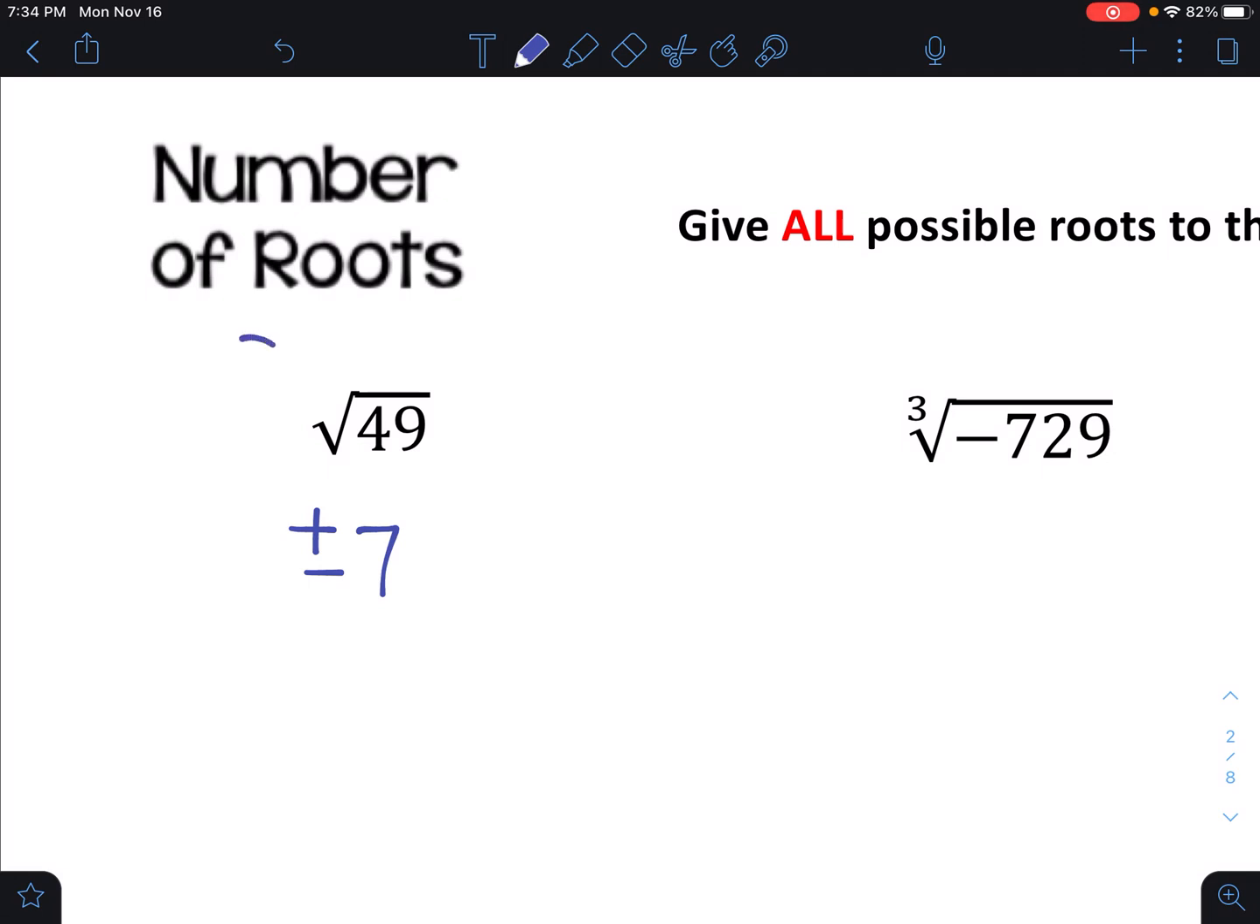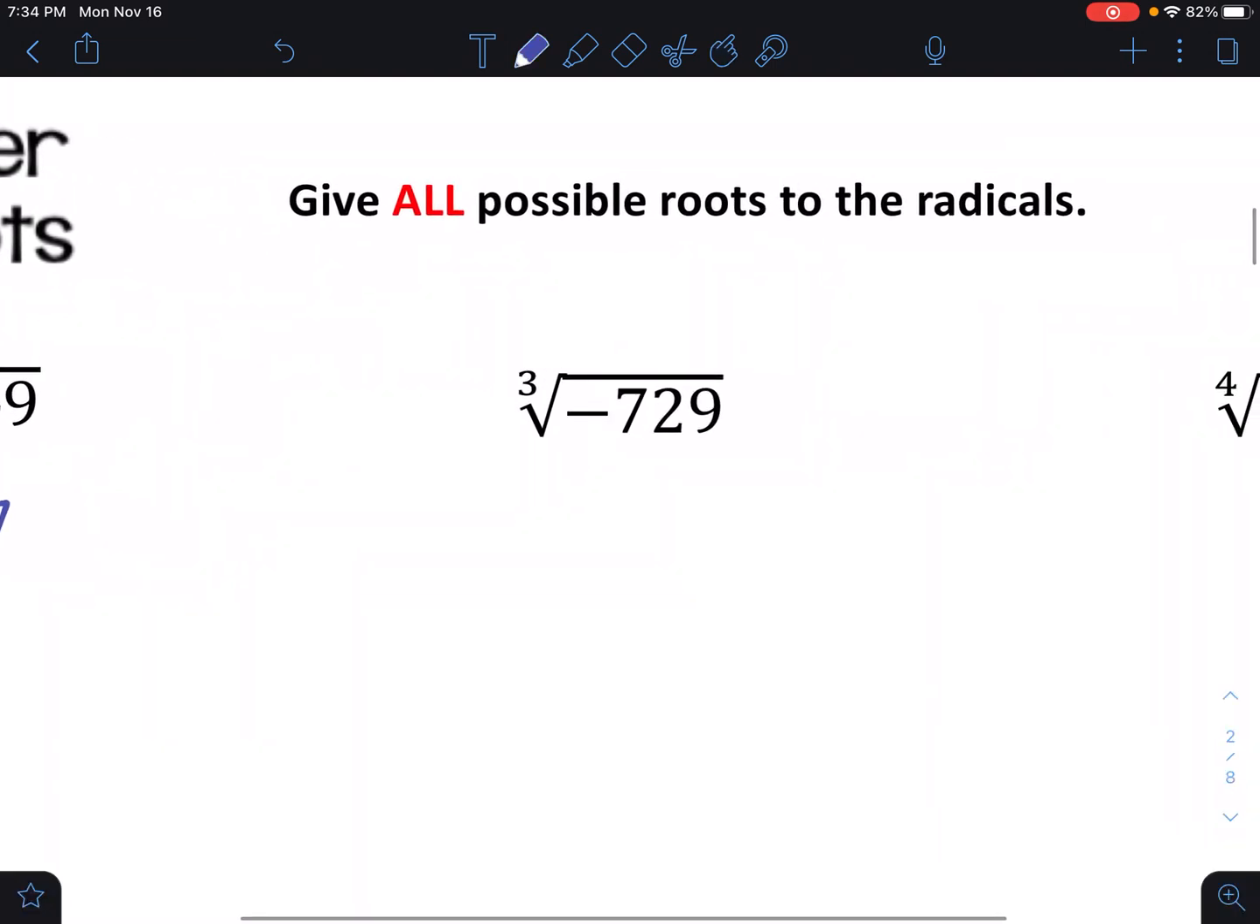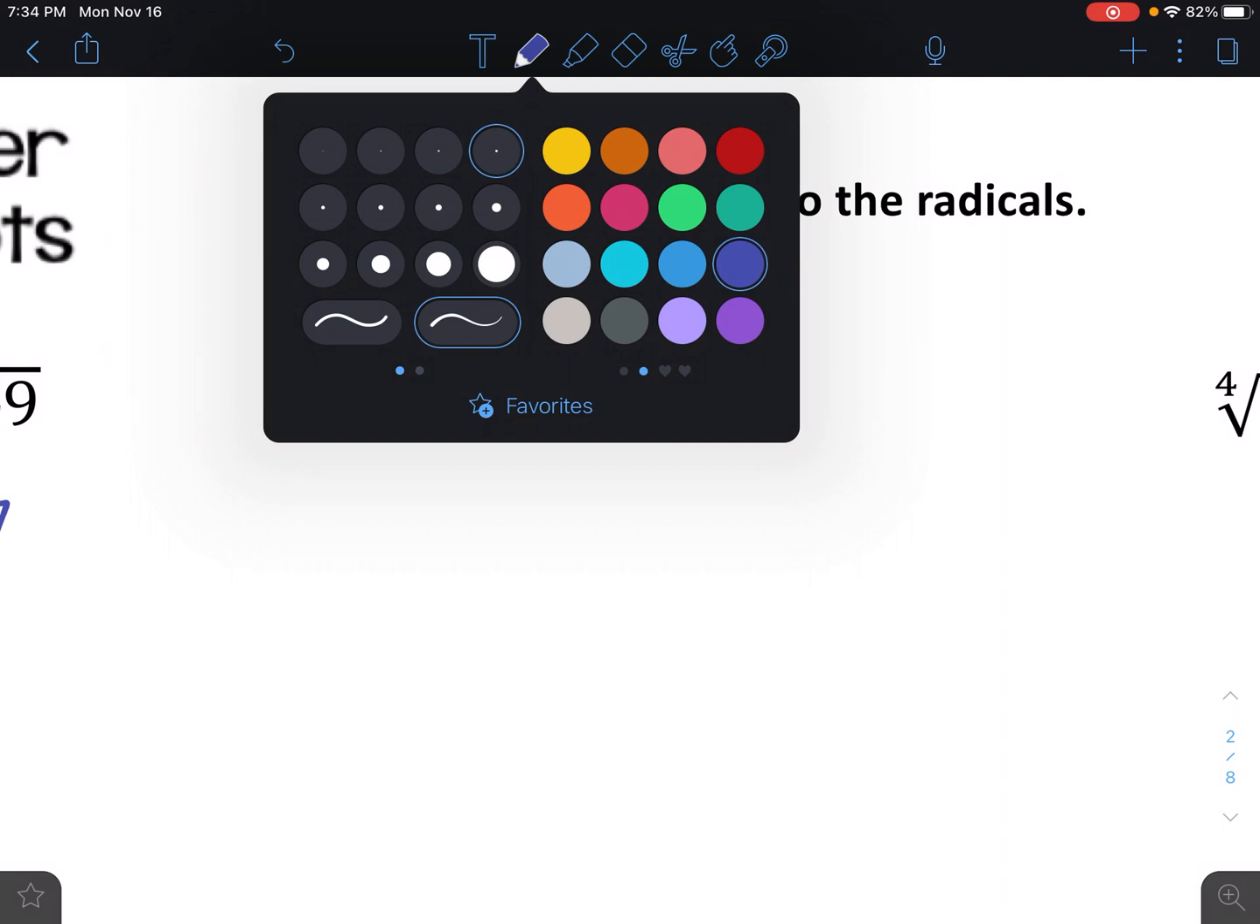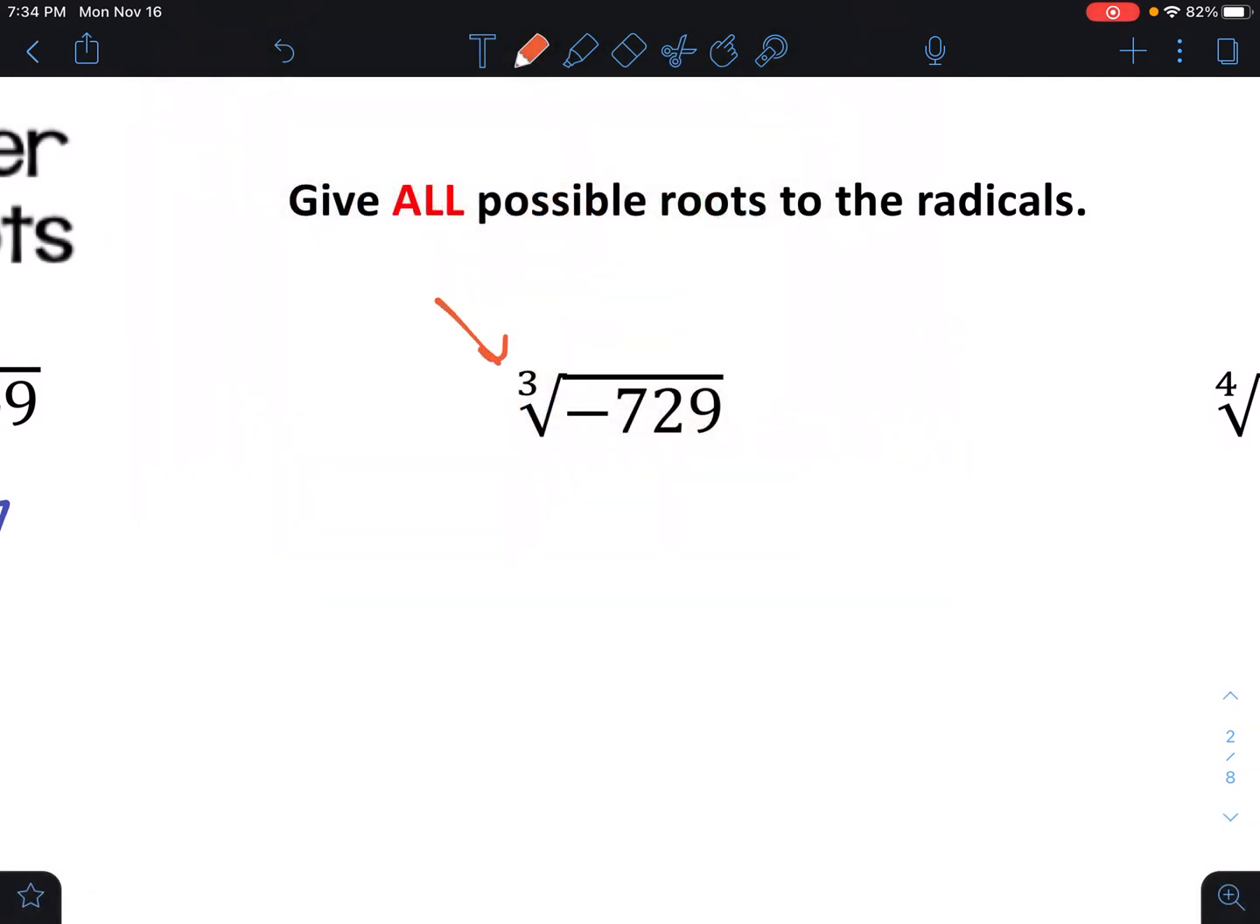And part of that has to do with this index is really a 2 here. If it's not written in square root, that's really a 2 there. So that's even, and that's a big reason why then we have 2 roots. If your index is odd, like this one here, then you have 1 root. And this is also the only time you can have a negative underneath the radical, if the index is odd. So a couple of different things about how we can find what the cube root of 729 is.